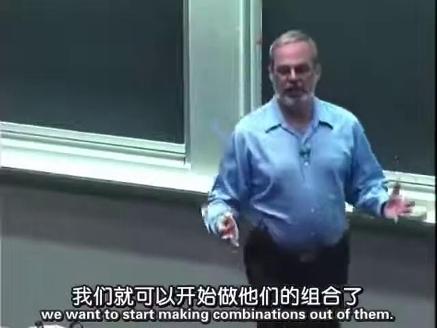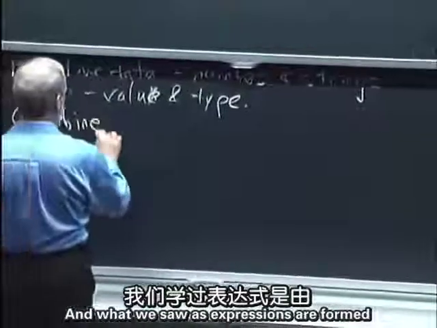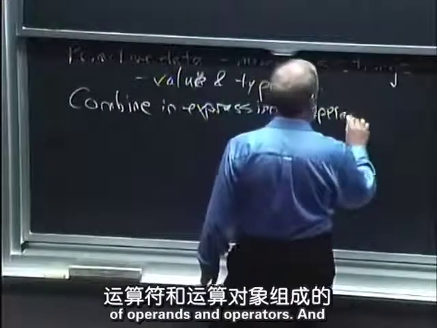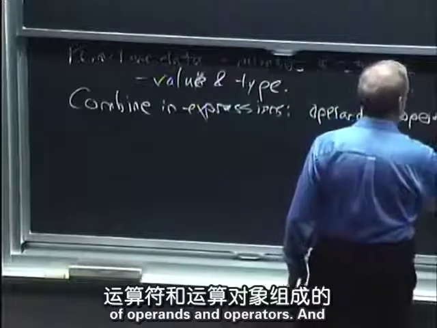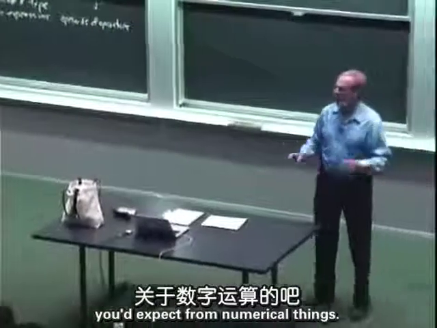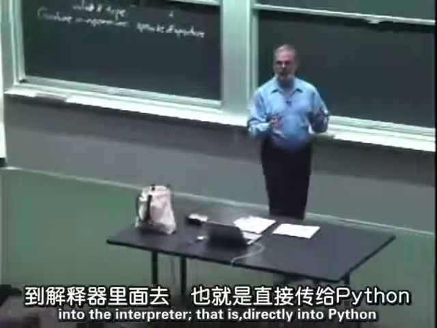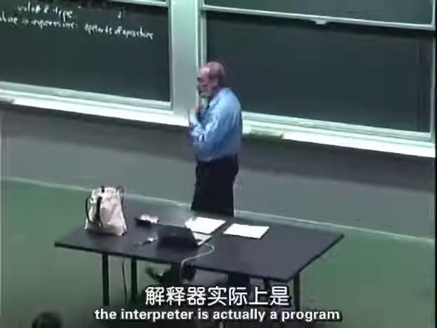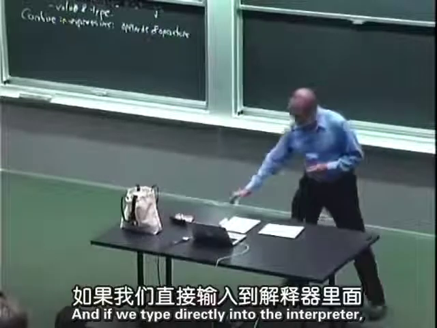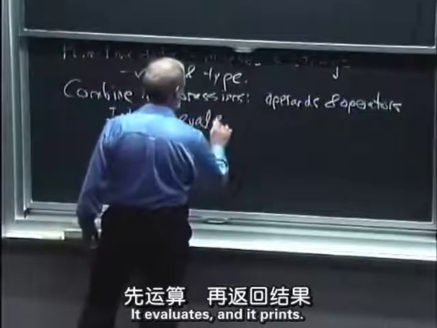All right, once we have them, we want to start making combinations out of them. We want to put pieces together. And for that, we combine things in expressions. And what we saw is expressions are formed of operands and operators. And the simple things we did were the sort of things you'd expect from numerical things. Now, I want to stress one other nuance here. Initially, we just typed in expressions into the interpreter, that is, directly into Python. And as I suggested last time, the interpreter is actually a program inside of the machine that is basically following the rules we're describing here to deduce the value and print it out. And if we type directly into the interpreter, it essentially does an eval and a print. It evaluates and it prints.